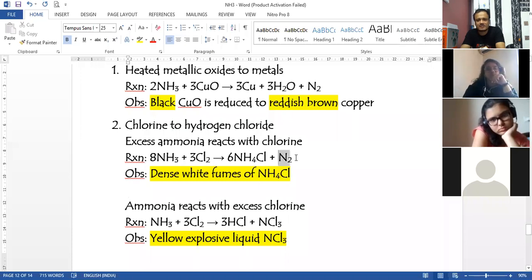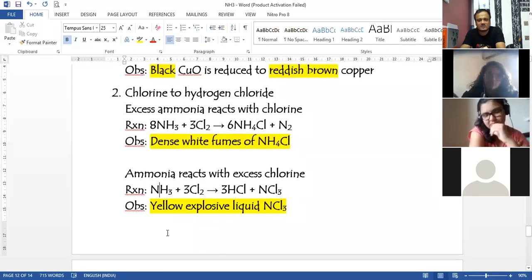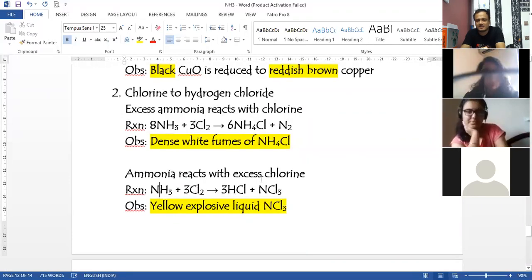And nitrogen being a colorless gas, there is no observation for that. So there is only one observation for this particular reaction, that is dense white fumes of ammonium chloride. The second reaction is again ammonia with chlorine, but in this case we are taking more of chlorine and less of ammonia. Okay, so you can see that we have got more of chlorine and less of ammonia. So this reaction is ammonia reacts with excess of chlorine.